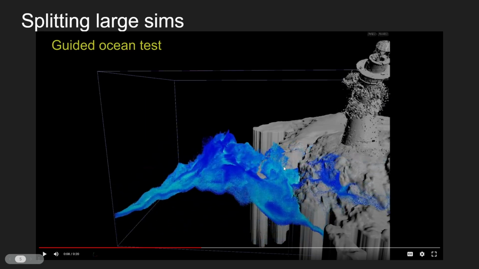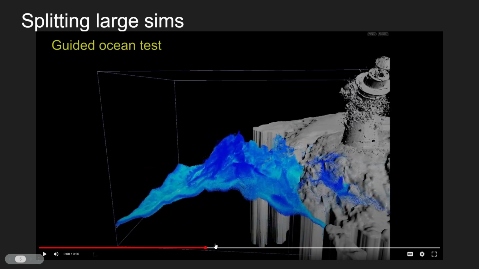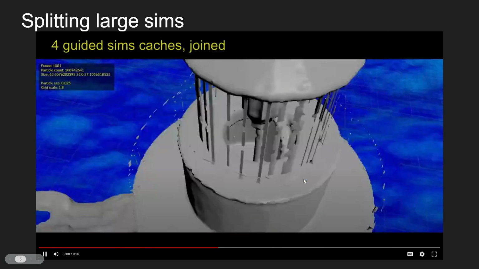Basically, this is the first test where we developed what would be the height of the wave hitting the shore. This is not collapsing because of the wave, but because of the earthquake. And basically, the next task was how to split that on several machines and how to join everything together.